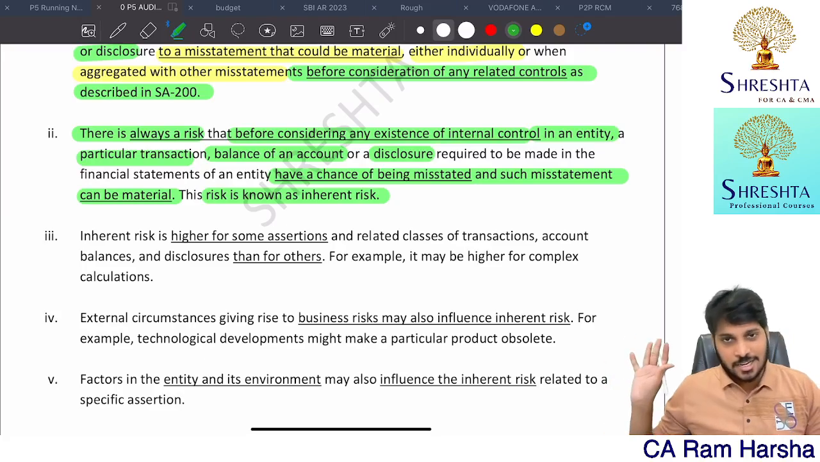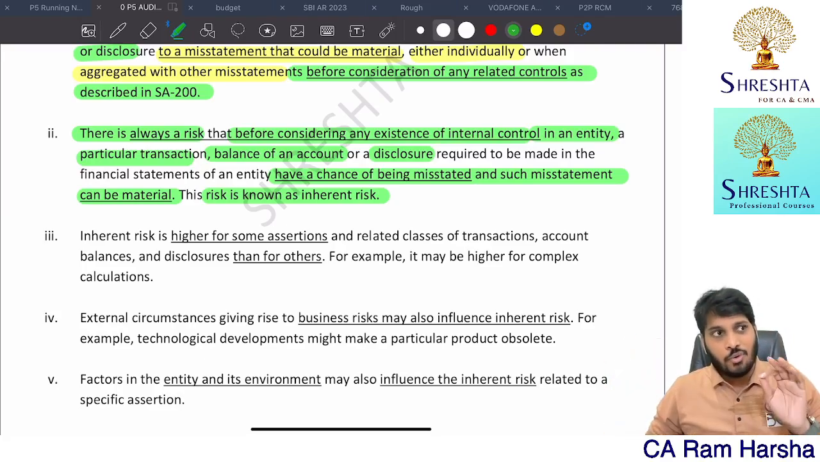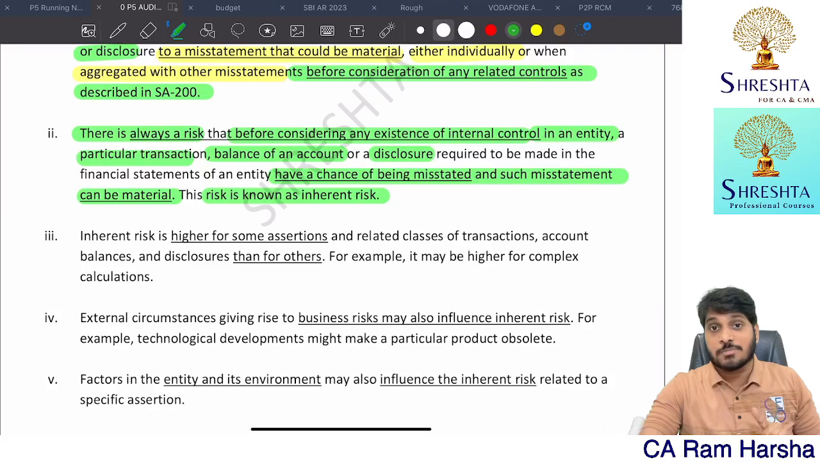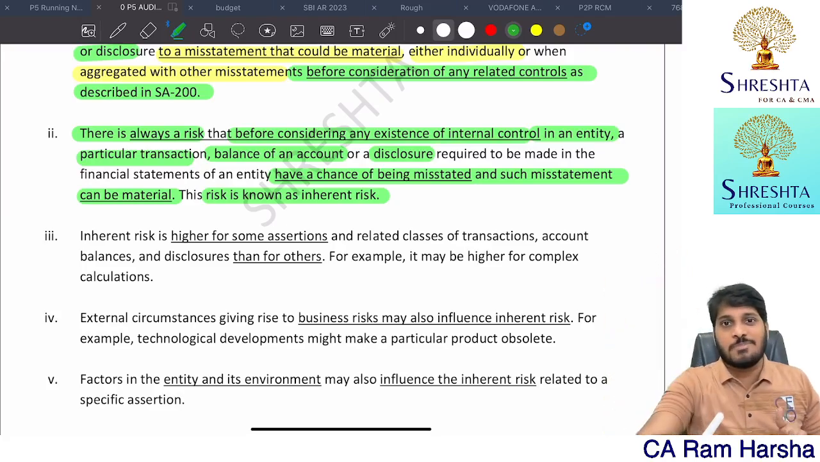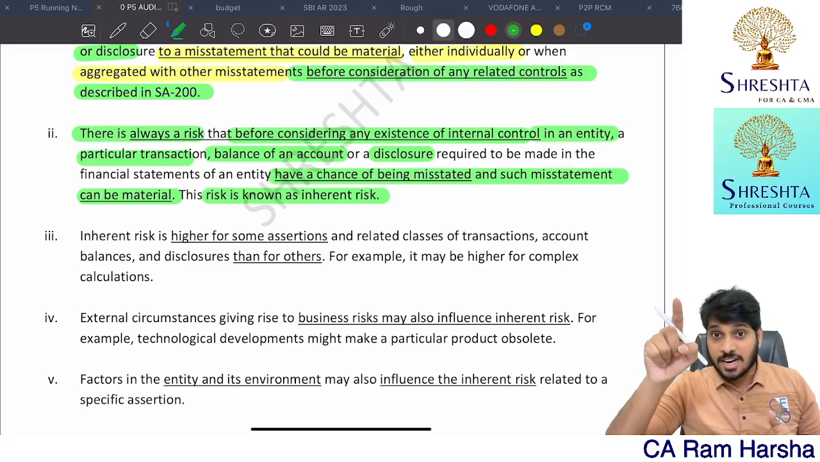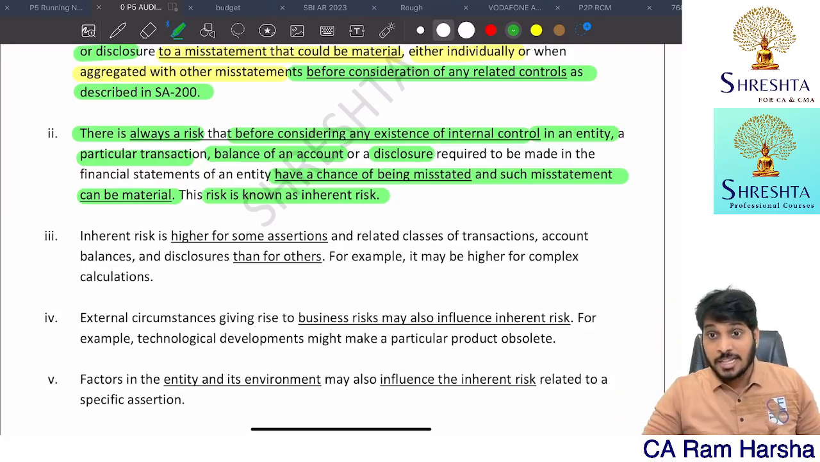Before taking any internal control into account, what are the possible ways of frauds? What are the possible ways of errors? Try to do that assessment. Once you identify so many possibilities of material misstatements in the financial statements, then you see what controls the company implemented. See what controls they implemented, and see whether the controls are functioning properly. Then you will identify control risk.